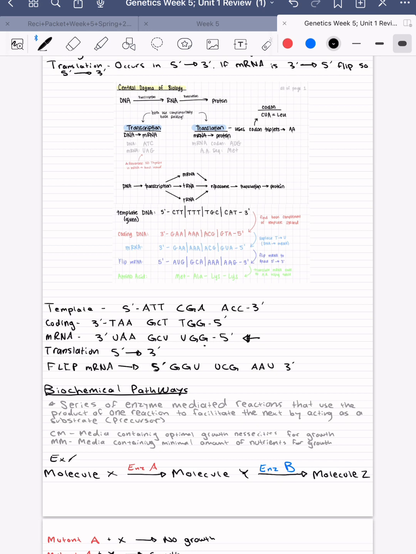So we would write down G, G, U. As you can see, we did that here. UCG, we did that here. AAU, we did that here. And then we put down the 3' side. So this is how the mRNA would be translated.